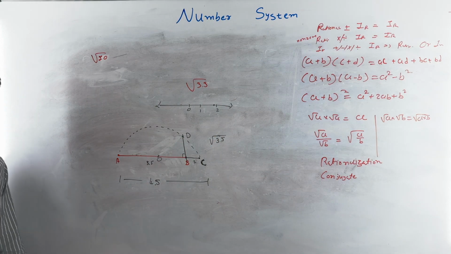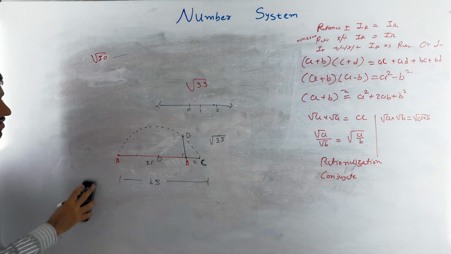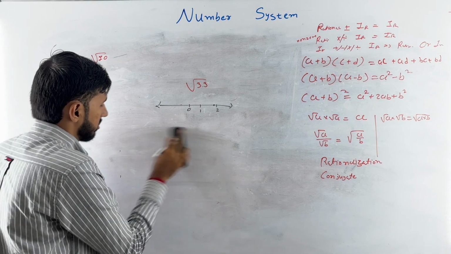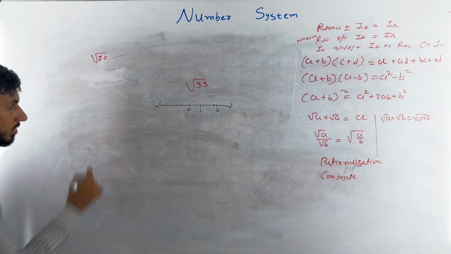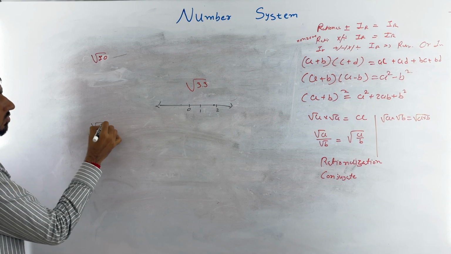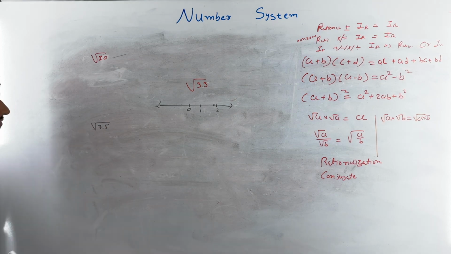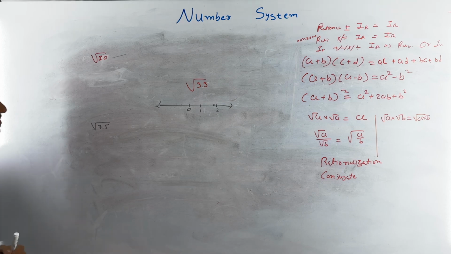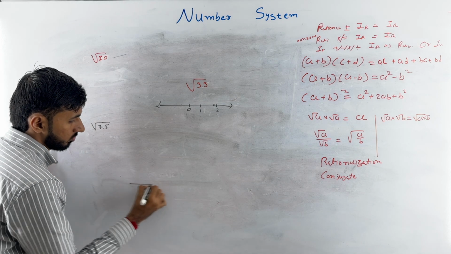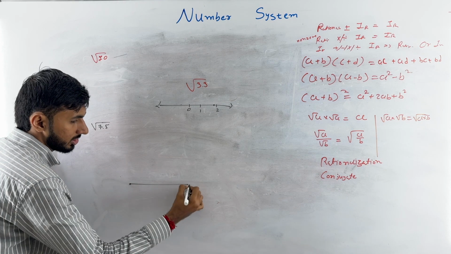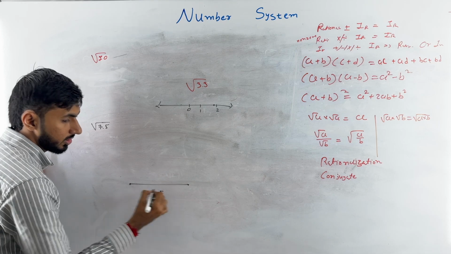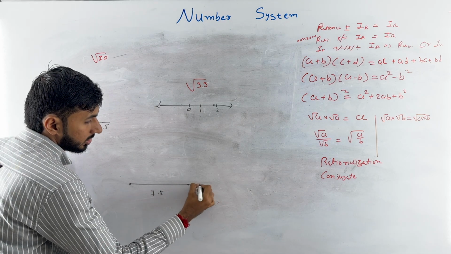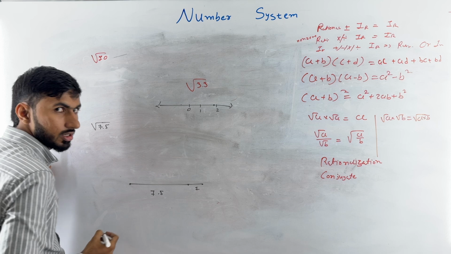So this is very simple. What is the method? Let's say you are asked to draw square root of 7.5 on number line. What will you do? You will draw a line segment of length 7.5, extend it by 1 unit, right?